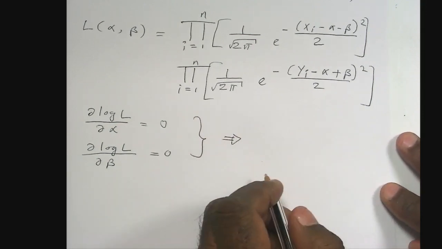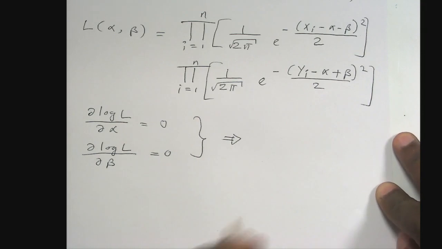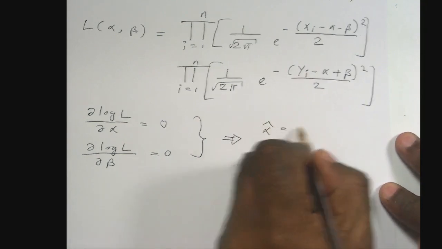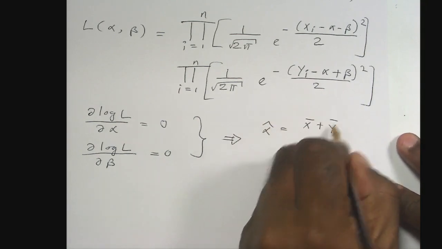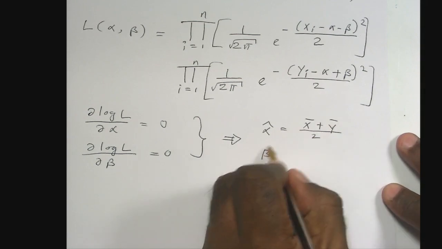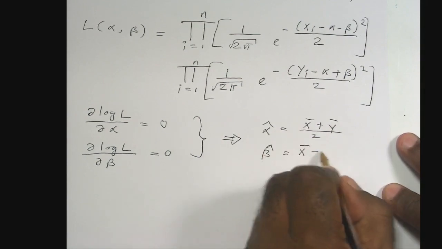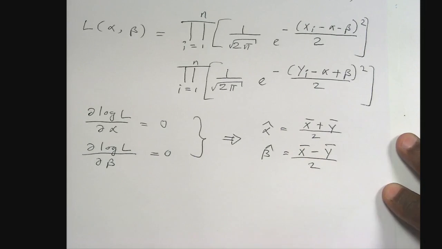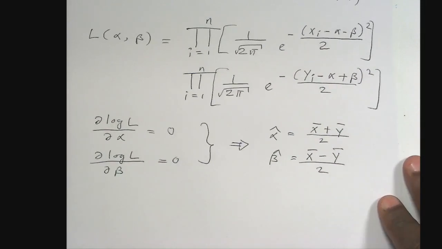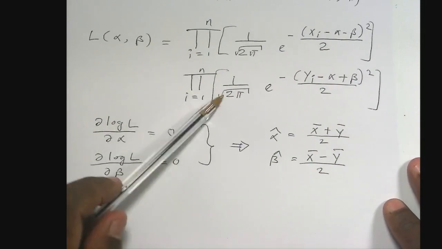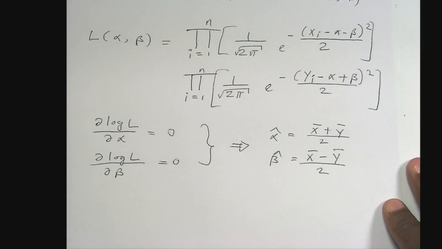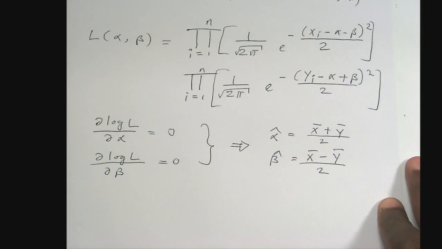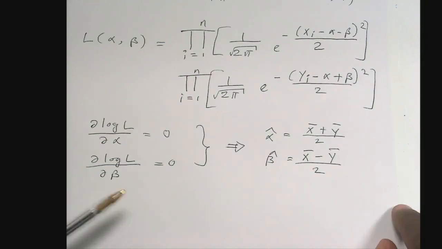And if you solve these equations, you will get the same answers that we got earlier. What answers did we get? We got alpha hat equal to x bar plus y bar divided by 2, and beta hat equal to x bar minus y bar divided by 2. But this is a kind of long way to do it, because you have to first write down the likelihood, simplify it, take the log, take the partial derivatives, set them to 0, and then you get the answers. So it's a long way to do the same question. That's why I didn't want to do it this way.